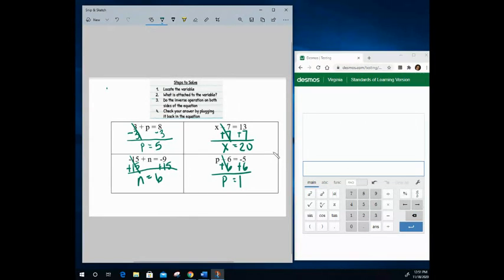So the beautiful thing about equations is you can always take your answer and plug it back into the equation. If you get what it's equal to on the other side, then you know you have the correct answer.